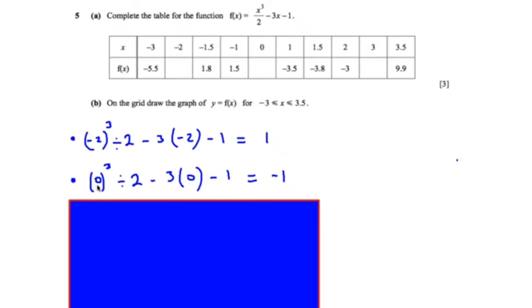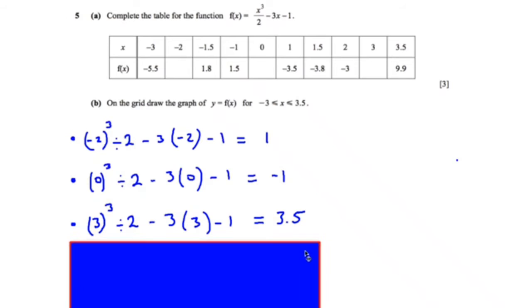Equally with the second one, when x is 0, we put 0 into this equation, 0 cubed divided by 2, take away 3 times 0, take away 1, we get minus 1. And then for the third one, we get 3.5. So 3 marks, as long as we remember to use the brackets, should be quite straightforward.